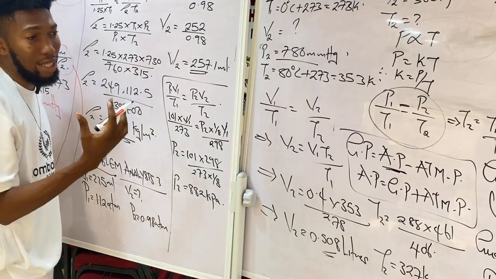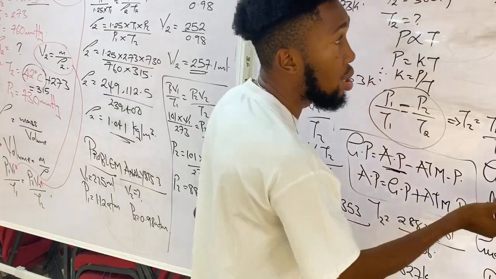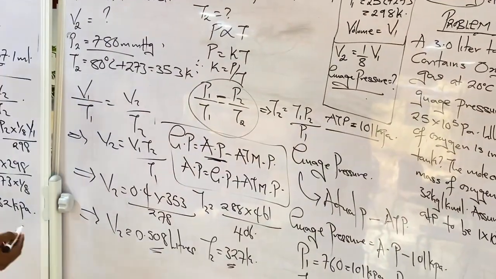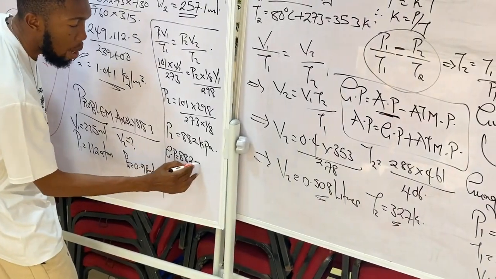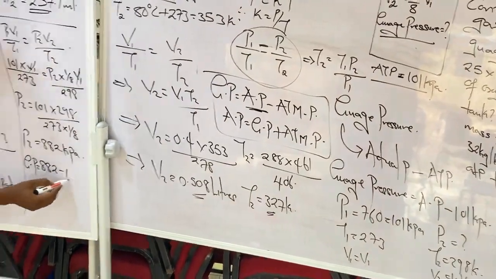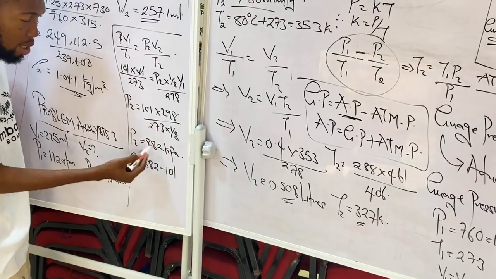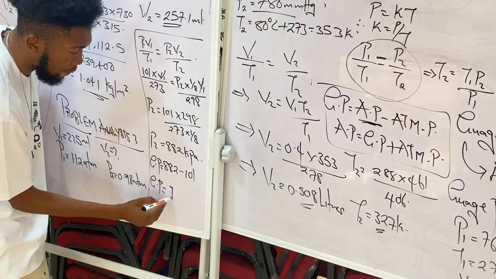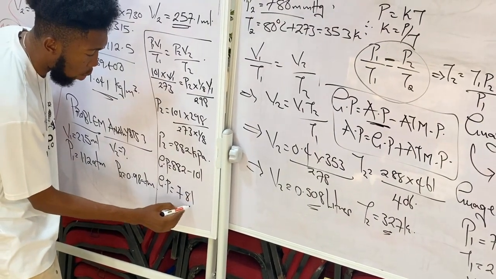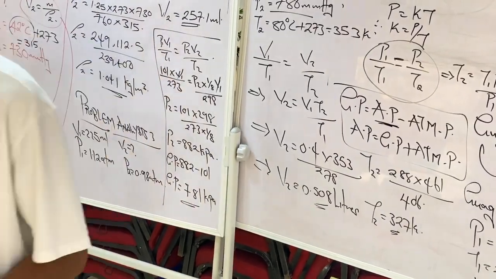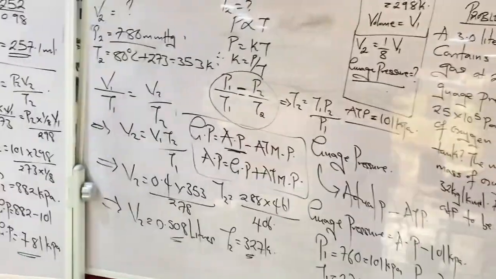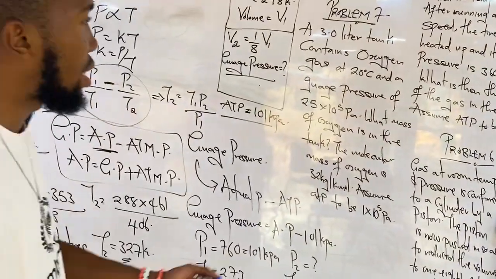So what they ask us for is not the actual pressure, right? They ask us for the gauge pressure. So what will be the gauge pressure now? Our gauge pressure is this actual pressure 882 minus 101 kilopascal, right? And that gives us 781 kilopascal. So that is it. The concepts are not complex. It's just a matter of you being able to extract your parameters correctly from this region.